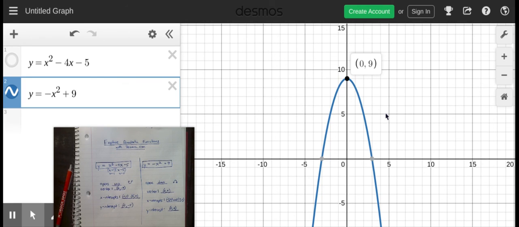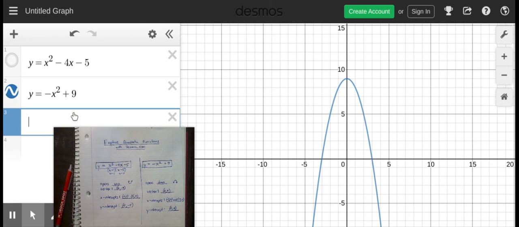Okay, explore those, mess around with other features of the quadratic equation, and we'll talk about the assignment tomorrow.